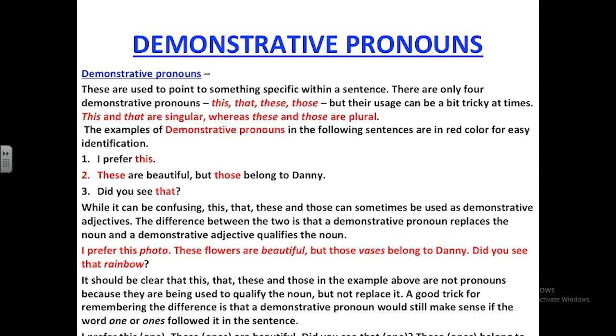I prefer this. These are beautiful, but those belong to Danny. Those are demonstrative pronouns. They are taking the places of nouns.